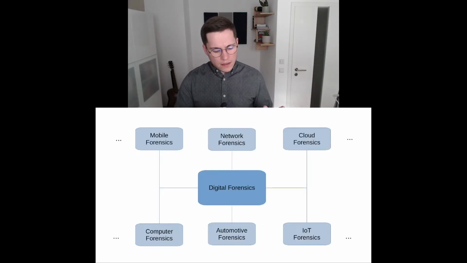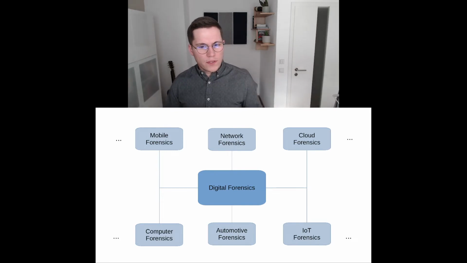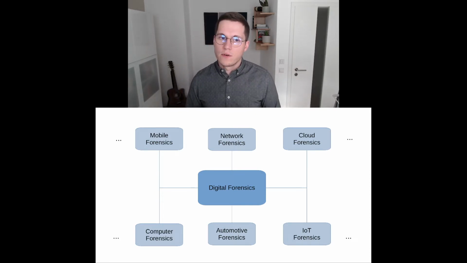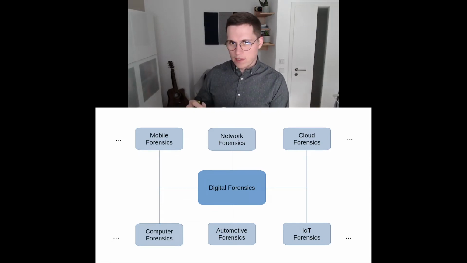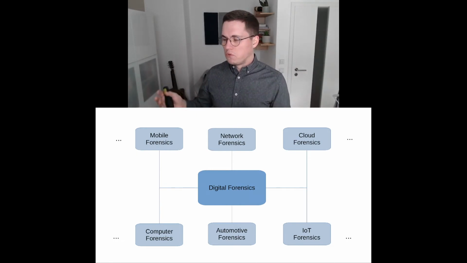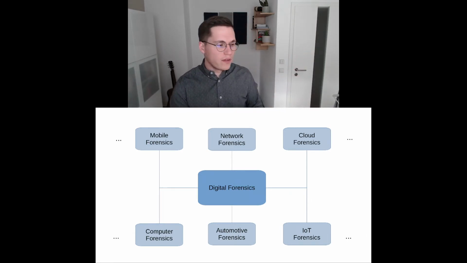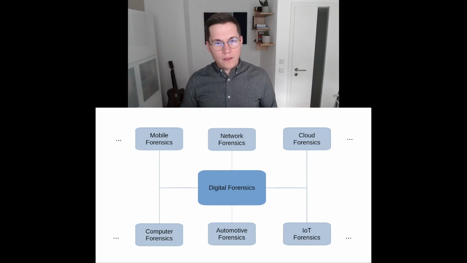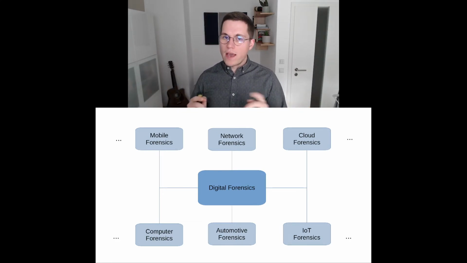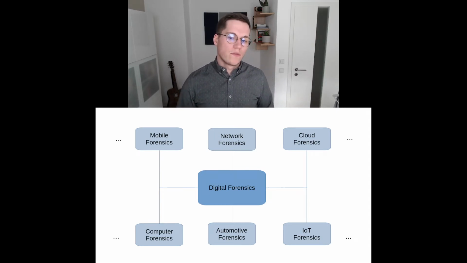There are different domains or areas of research in digital forensics itself. So we have mobile forensics, which, for example, looks at smartphones. We have network forensics, which is designed specifically for tools, processes, and methodologies around networks. Cloud forensics, looking at the cloud. Computer forensics, looking at computers. IoT forensics, looking at IoT devices, so highly connected, small little devices. And there's also automotive forensics, which is interesting in our talk today.